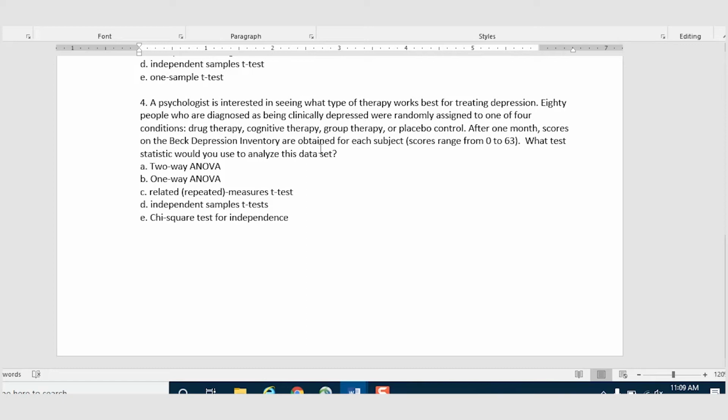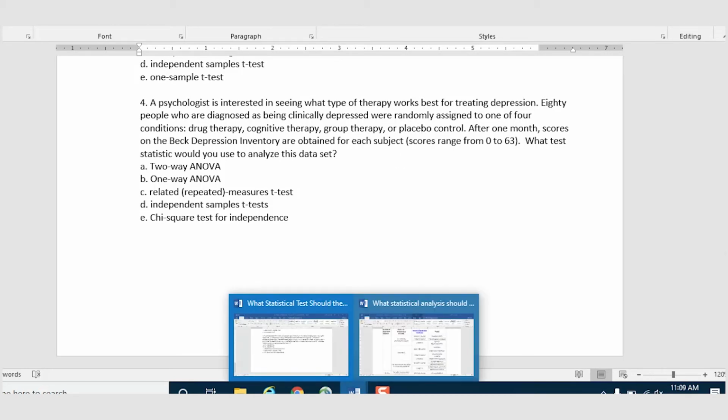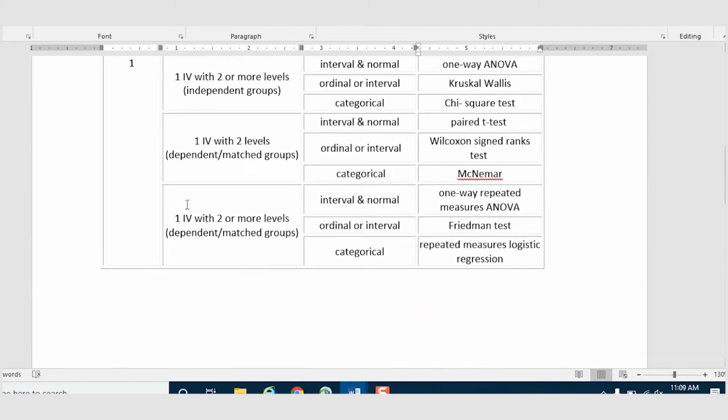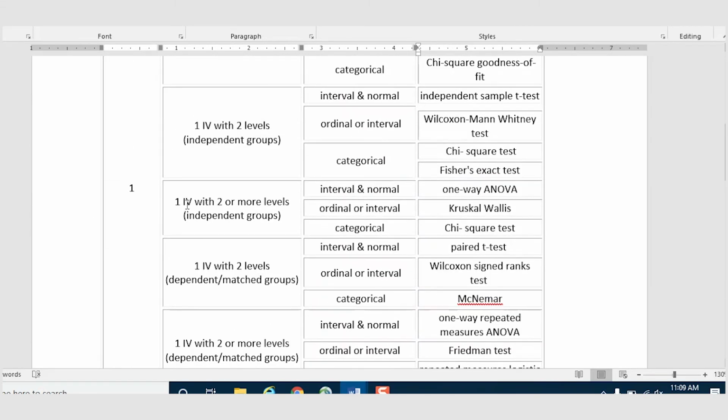So what statistic would we use for this particular one? We've got one independent variable. We've got one dependent variable that's on an interval scale. So one dependent variable, one independent variable with 2 or more levels, right? We had 4 levels to that. We said the dependent variable is on an interval scale, so we would use a one-way ANOVA for that particular example. So I hope this helps you with your homework.